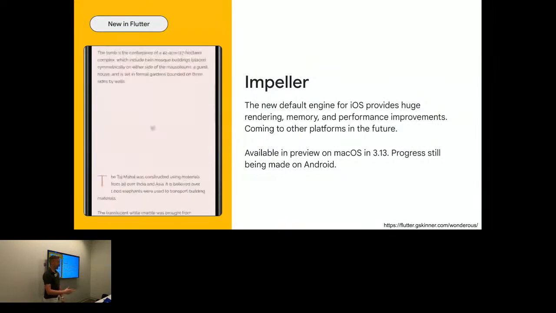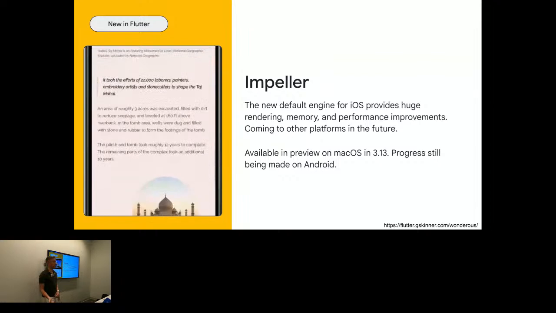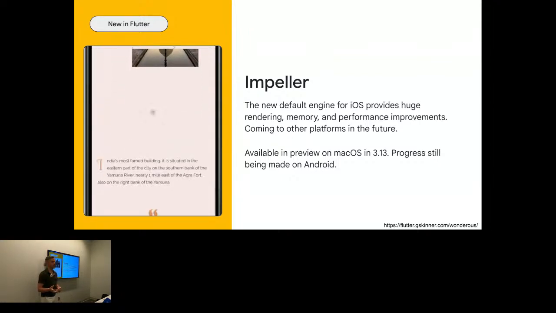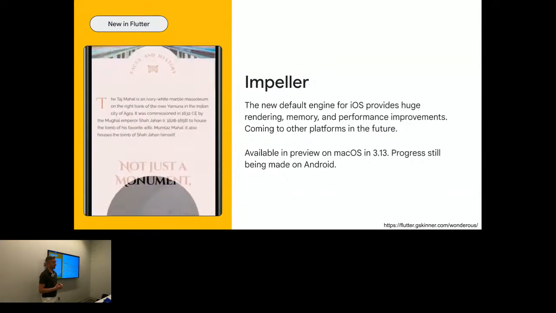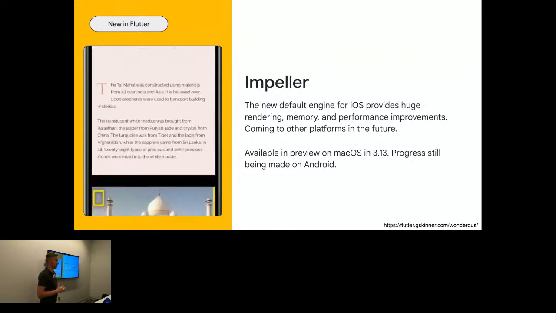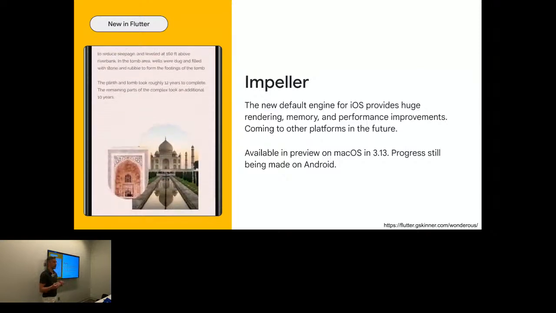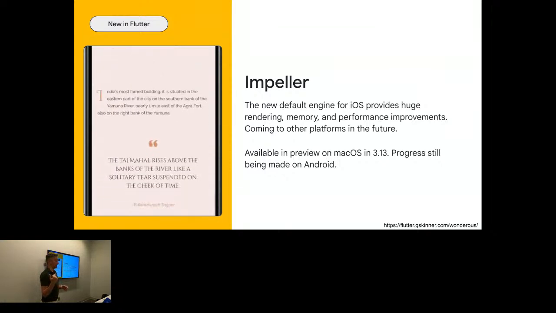So on that note, switching to the mobile side, one of the biggest mobile improvements is the introduction of Impeller. So that's the graphics engine that runs in the background to lay things out on the screen. That's a very high-level explanation. So in changing that underlying engine, they really did it from the ground up.